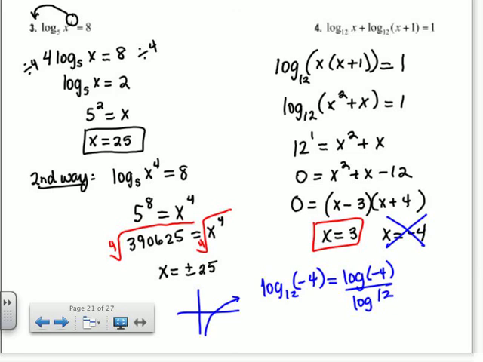Now the question Isabel just asked is, will negatives ever work? Yeah, if your original said log of negative x, then if you get x equals a negative number and you go back and check, it's a positive number, right? So you always got to think about what it is that you're plugging into.